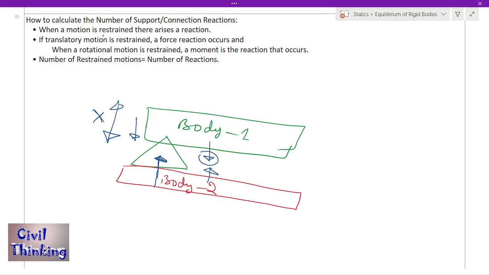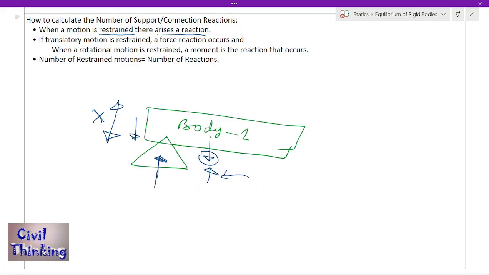That's why when a motion is restrained, when you don't allow motion, there arises a reaction. This reaction is because the motion is restrained. If translatory motion is restrained, a force reaction occurs, and when a rotational motion is restrained, a moment is the reaction that occurs. Now here, let us assume this body 2 does not exist.